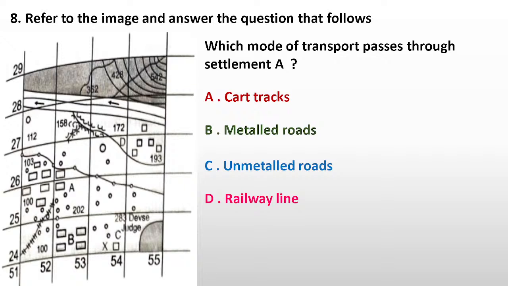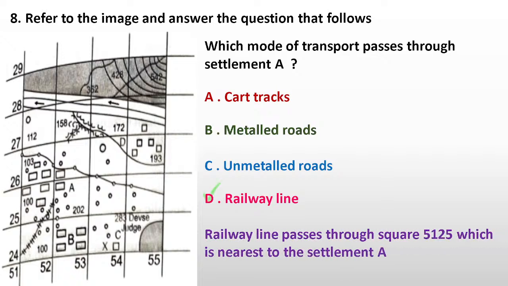So what should be the answer? What is the mode of transport that passes through settlement A? Come on, answer me for this question. The correct answer for this question is D. We find the railway line which passes through settlement A. See, the railway line passes through square 5125, observe, which is nearest to settlement A. Okay, so the answer for this question is D.